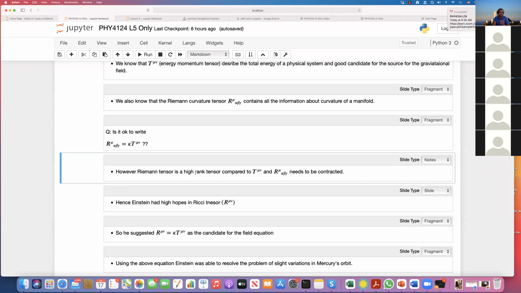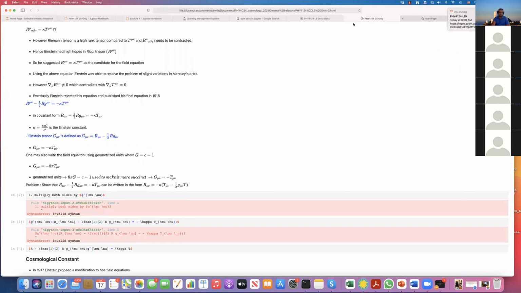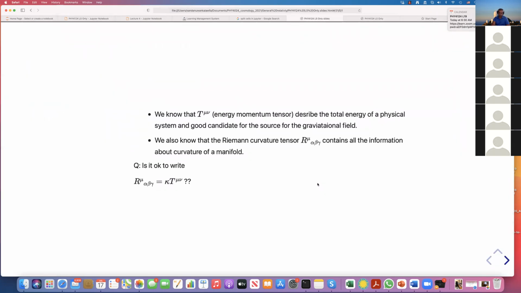And see that I think what Sajini suggested is somewhat correct, because when you have this Riemann curvature tensor, when you compare it to T mu nu, you have to contract the Riemann curvature tensor, right? Because they are two different types of tensor, two different ranks, so you cannot equate those two. And because of that, let me go back to the slides.